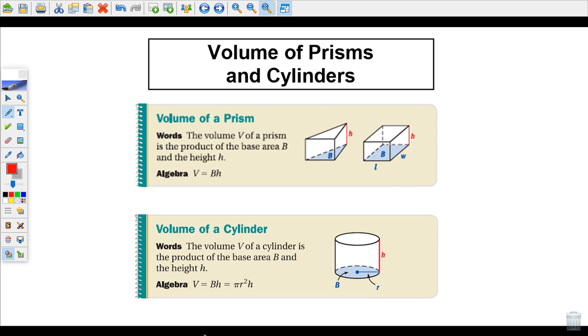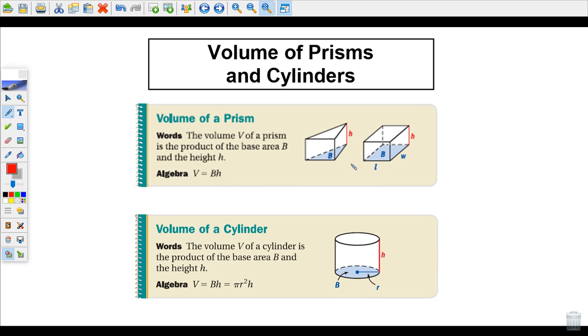Hello again, everyone. In this video, we're going to discuss how to find the volume of prisms and cylinders, in particular rectangular prisms. So, volume of a prism, basically any prism, you can find the volume by taking the area of the base, which is capital B. It's not just the base, it's the area of the base multiplied by the height.